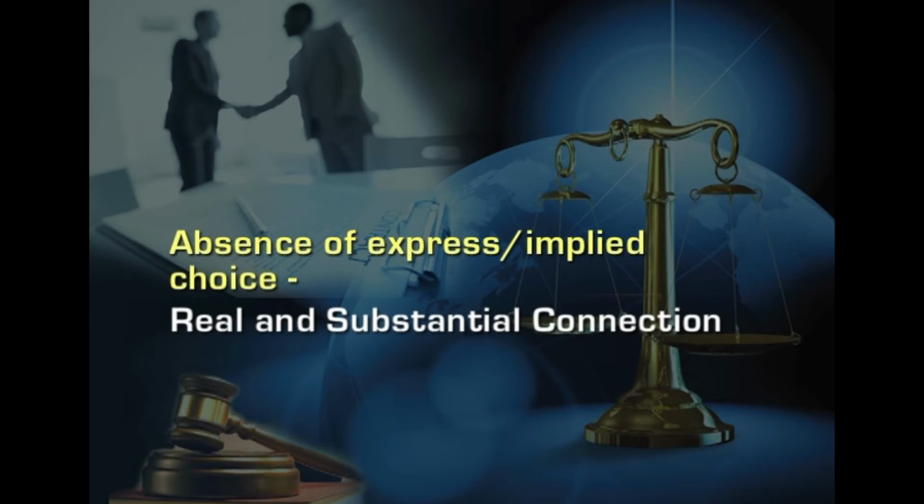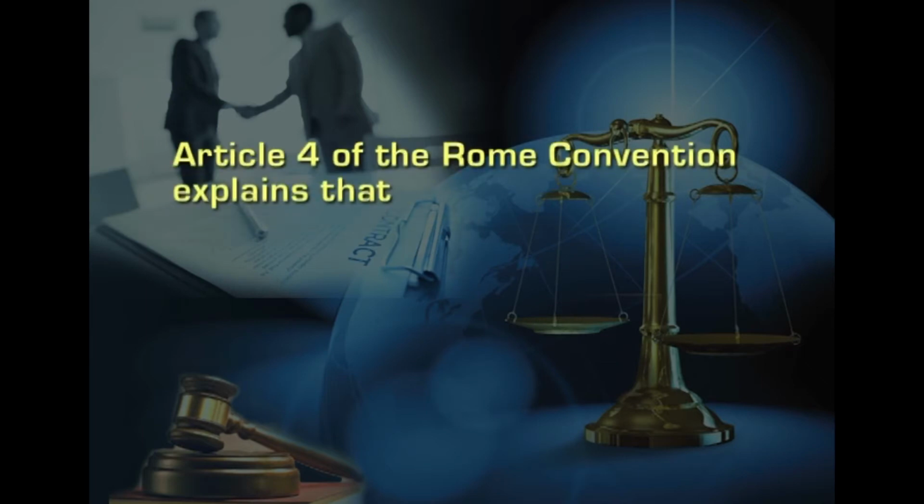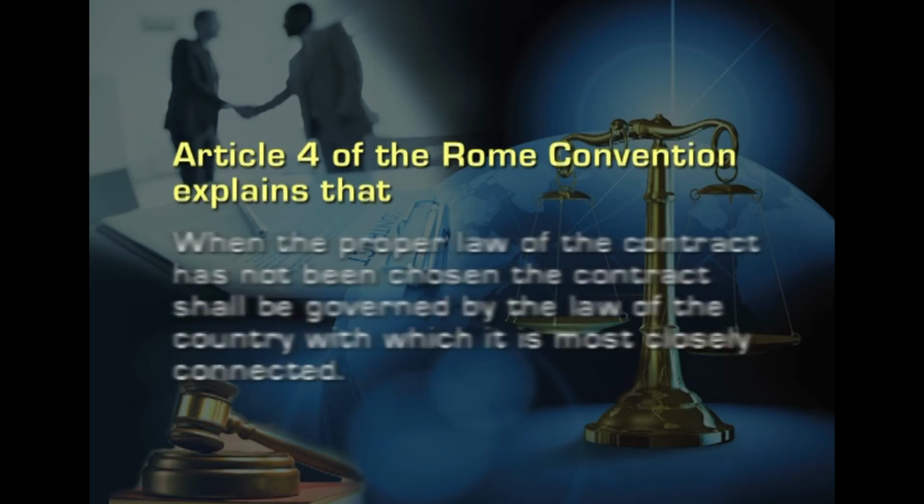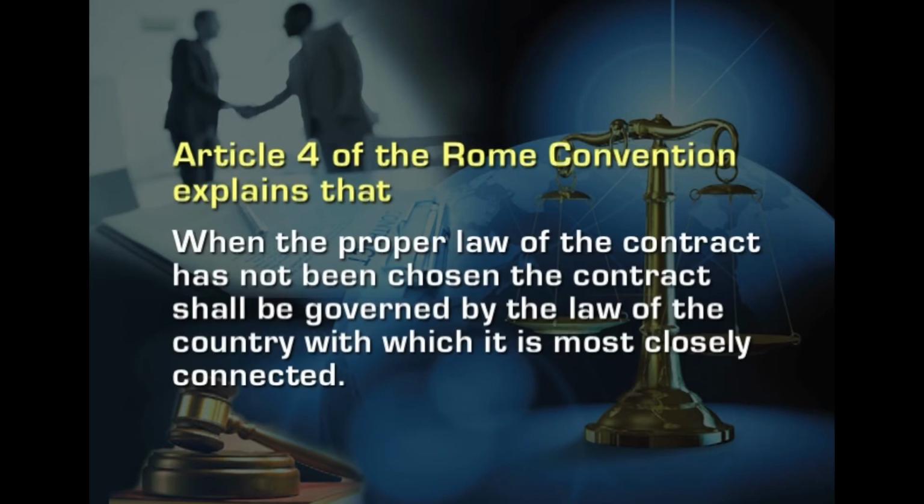Absence of express or implied choice: real and substantial connection. Article 4 of the Rome Convention explains that when the proper law of the contract has not been chosen, the contract shall be governed by the law of the country with which it is most closely connected. This is an objective test under which the applicable law is ascertained by looking at the connecting factors. Dépeçage is also possible. A severable part of the contract which has a closer connection with another country may, by way of exception, be governed by the law of that country.